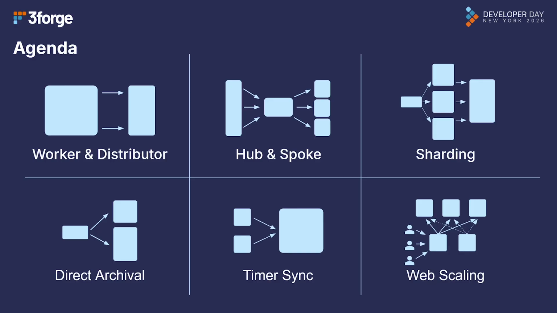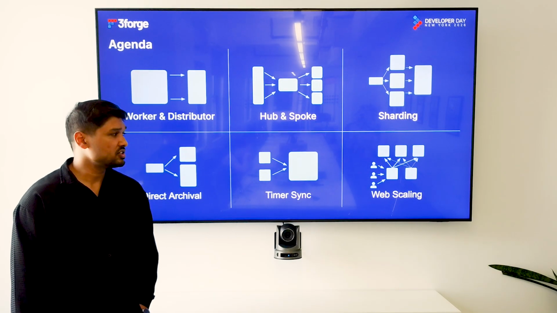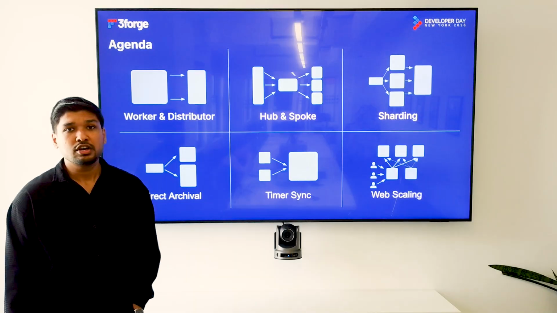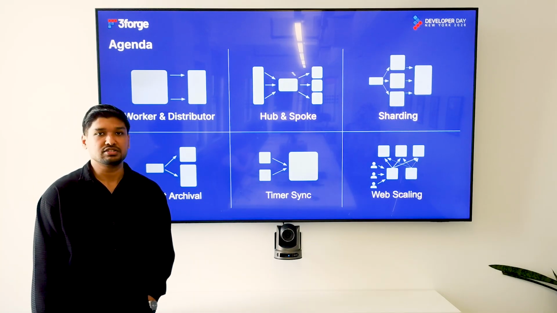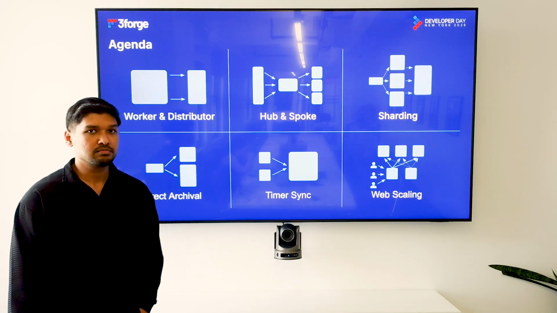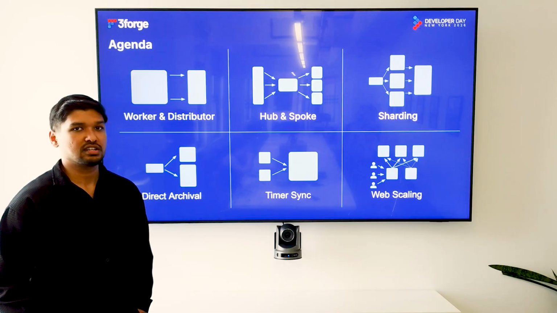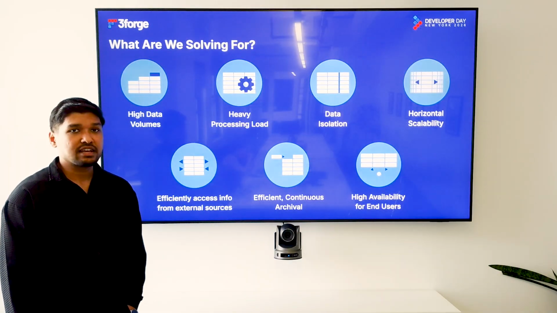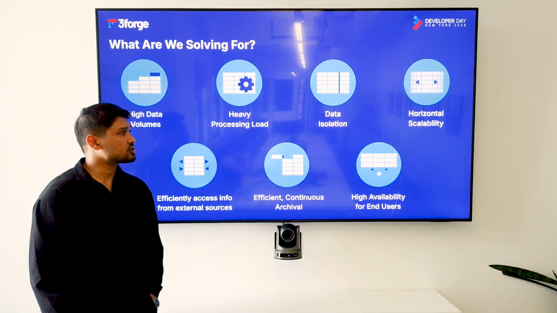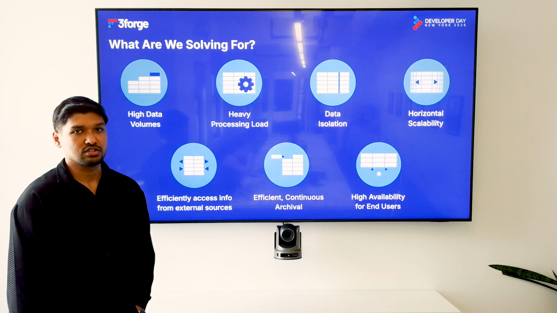The 6 different patterns are worker and distributor, hub and spoke, sharding, direct archival, timer sync, and web scaling. And now the best part here is to achieve all of these patterns, you don't need to rewrite the application. These are mostly configuration driven, so you're just architecting around it. Now, before I dive into the details for each, let's talk about what we are actually solving for.